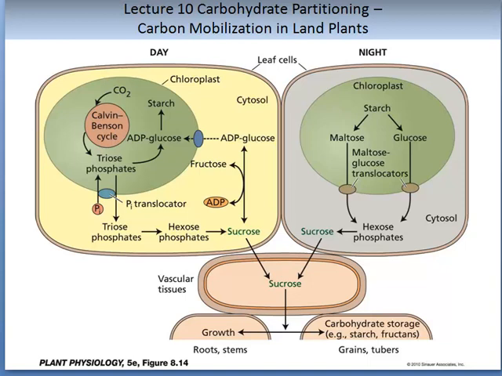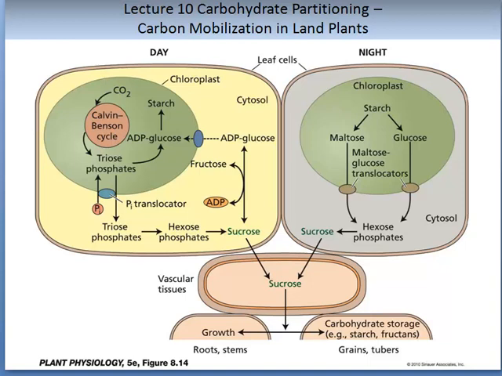Also products of this cycle are the triose phosphates and the hexose phosphates, and these all go to produce the compound sucrose. Sucrose moves from the cytosol into the vascular tissues, where it is then transported through the plant in the vascular tissues or phloem. Sucrose can be used for growth, or it can be converted into starch and fructans and used for long-term carbohydrate storage. In the cytosol of the chloroplast, starch is produced.